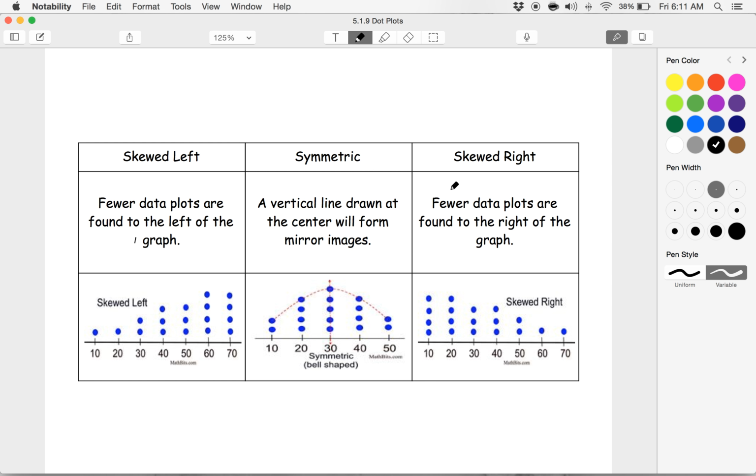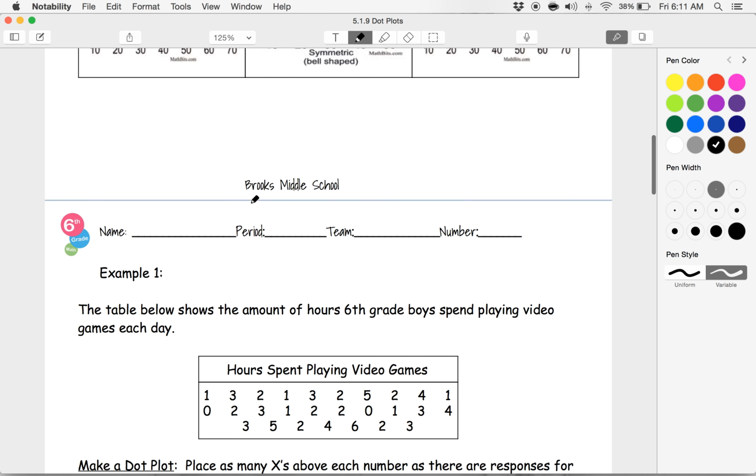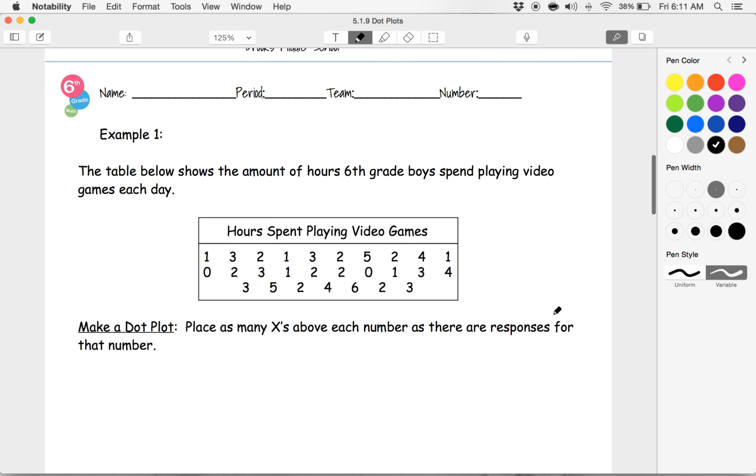So today, what we're going to do is we're going to look at some data, and we're going to use a number line to plot all these dots. Once we are done plotting all the dots, we're going to go back and decide, is it going to be skewed left shape? Is it a symmetric shape? Or is it a skewed right shape? So let's go on and look at example 1.